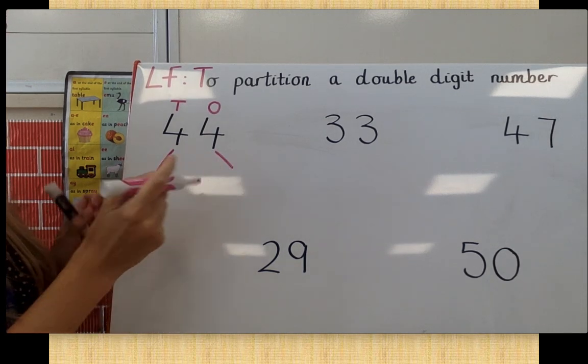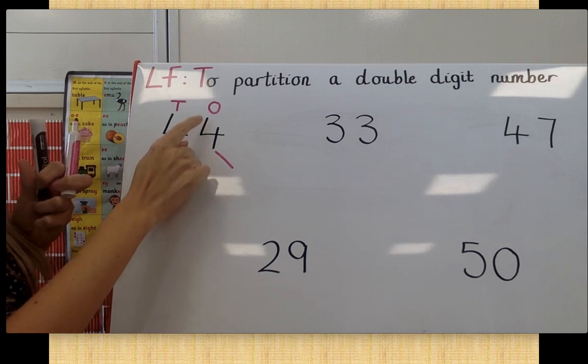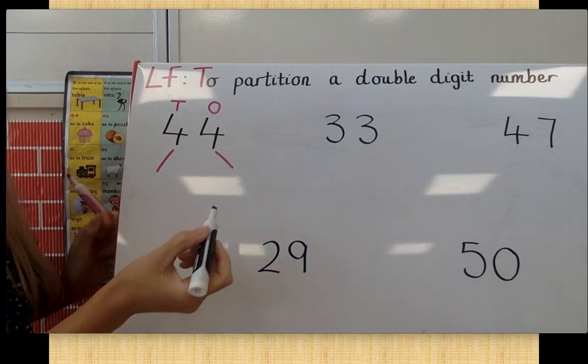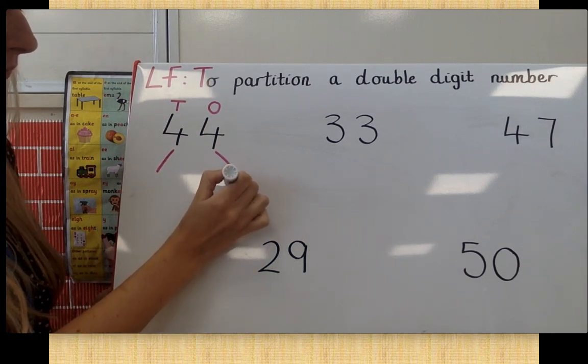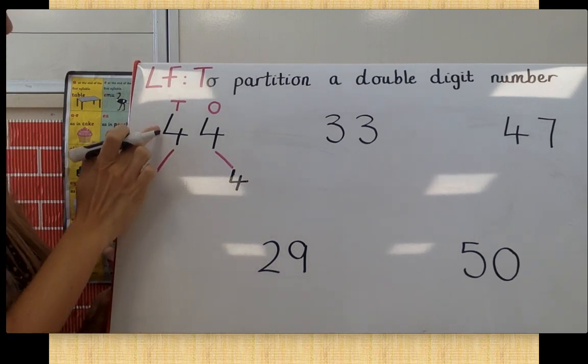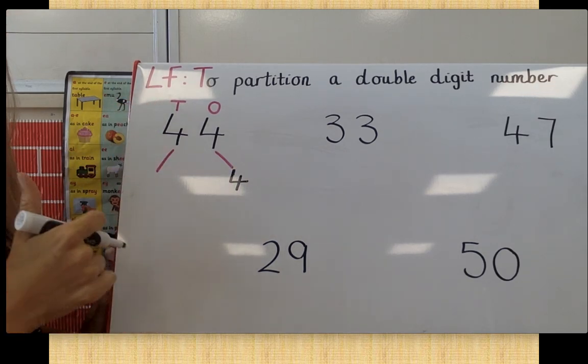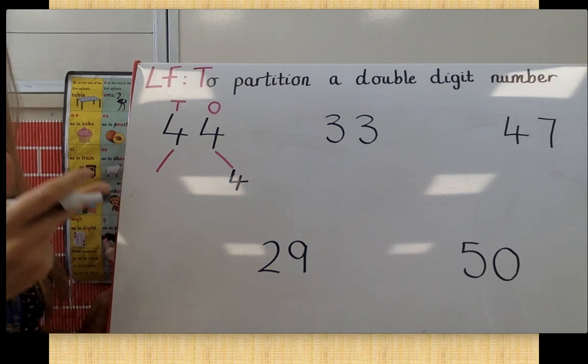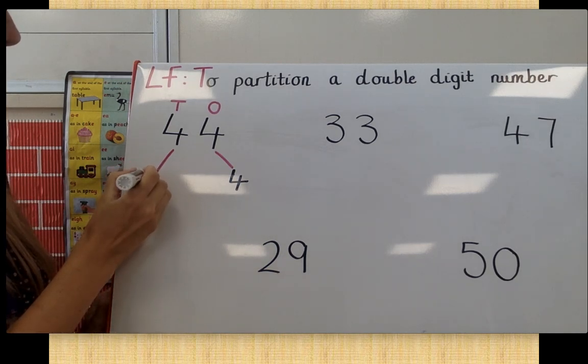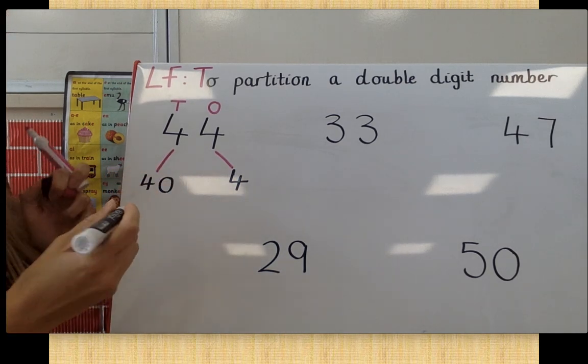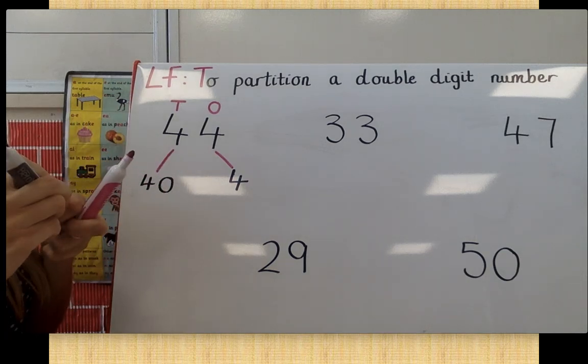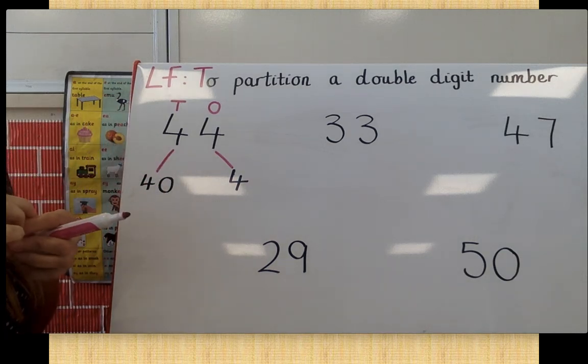So here I know that 4 1s are 4. 4 10s, counting those 10s, 10, 20, 30, 40. 4 10s are 40. We're going to partition the number 33.